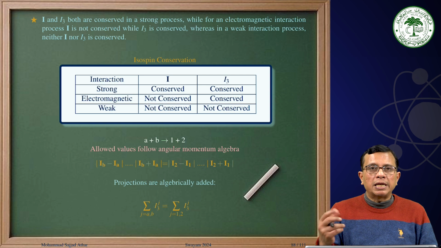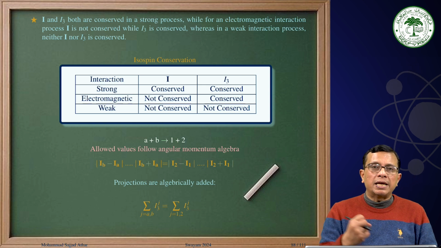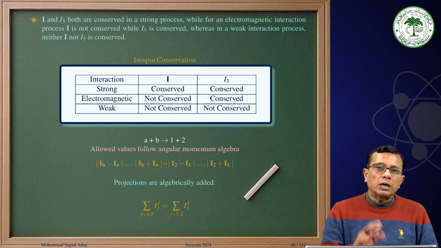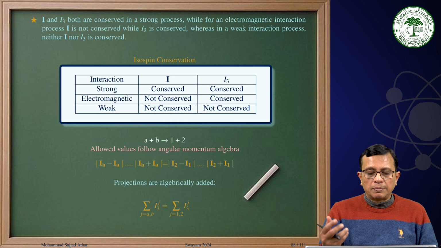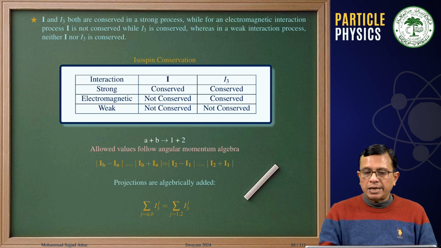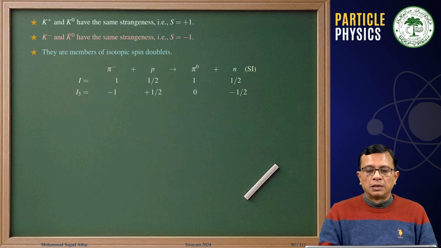J is 1, J is 2, J is 3, J is half. But when you talk about the projection, then only the projection can be plus half or plus 1 or 0 or minus 1, etc. Similarly, I have taken different examples to convince you how to conserve, to see whether the process is via a strong interaction or electromagnetic interaction or weak interaction process.